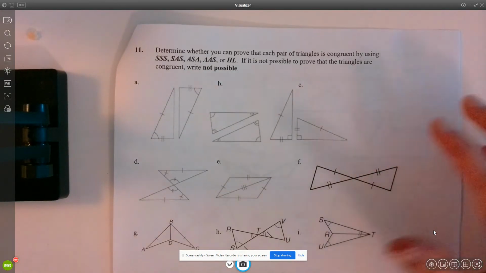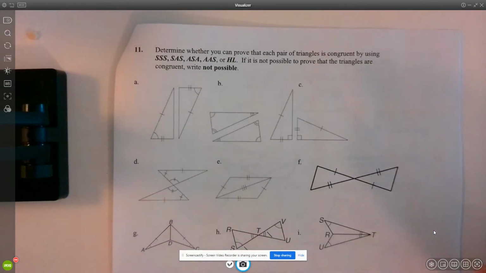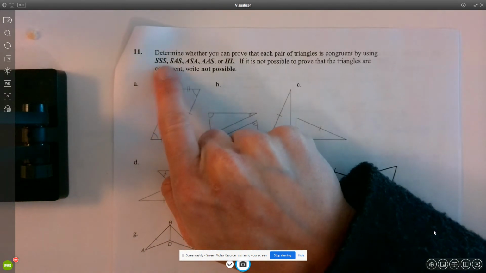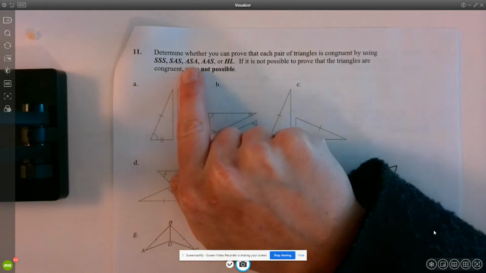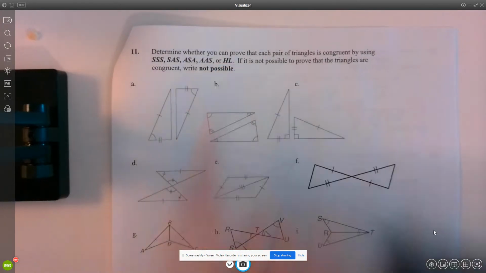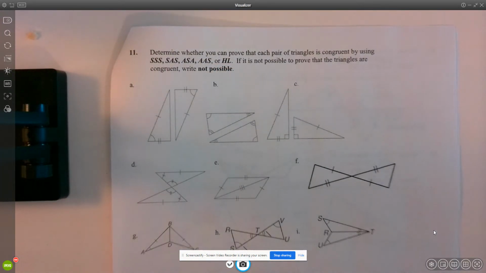In this video, we'll be working on number 11 on the Chapter 5 test review. We're going to have a bunch of different triangles, and we have to determine whether we can prove that each pair of triangles is congruent by using side, side, side, side, angle, side, angle, side, angle, angle, angle, side, or hypotenuse leg. If it is not possible to prove that the triangles are congruent, write not possible.